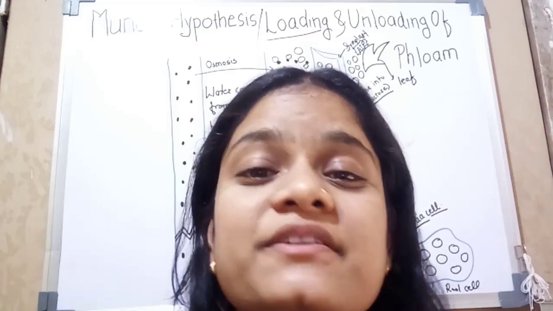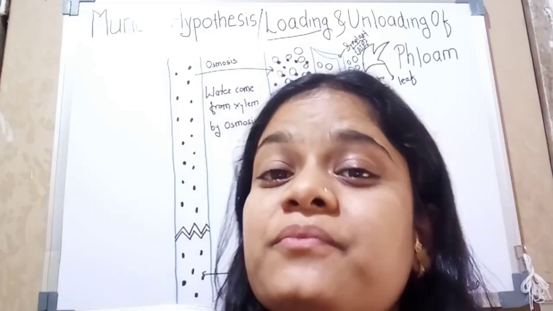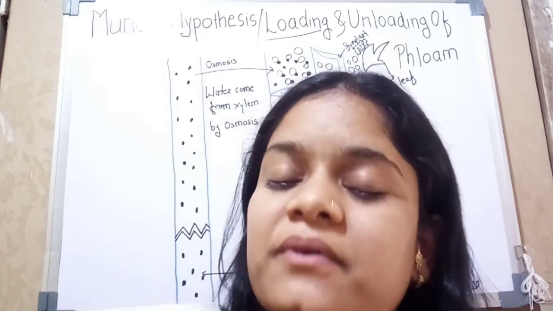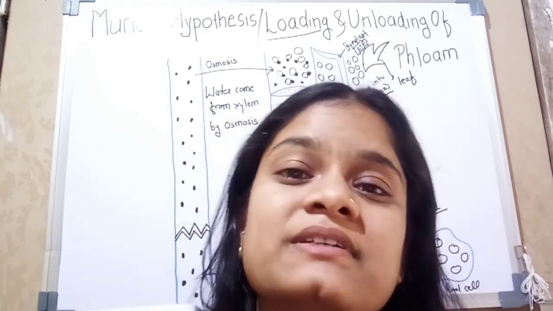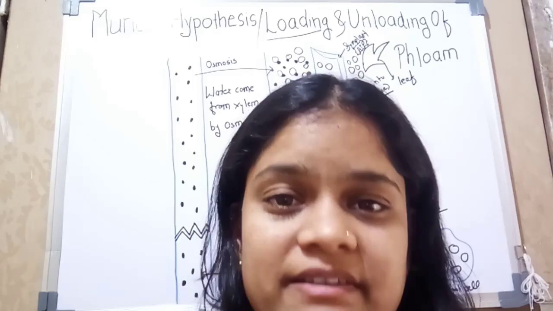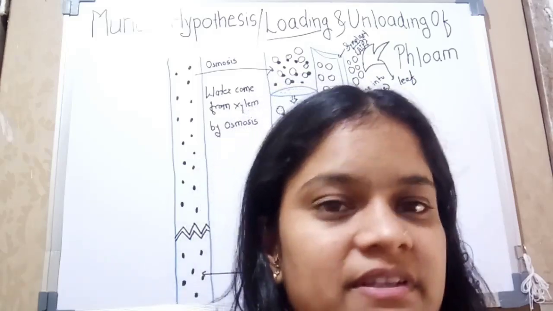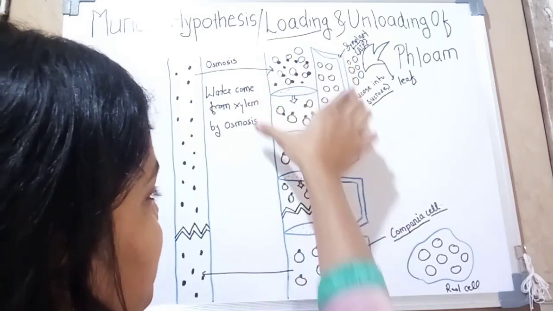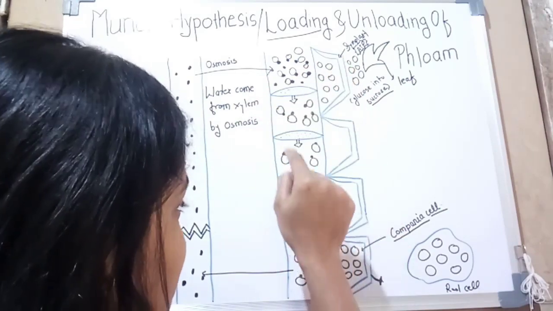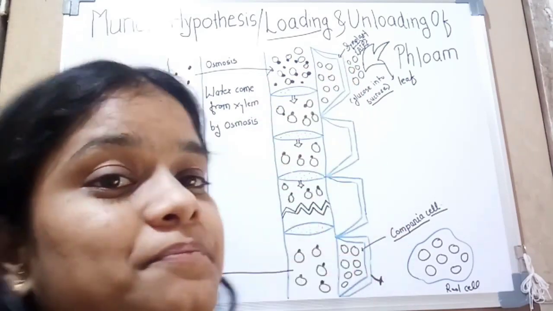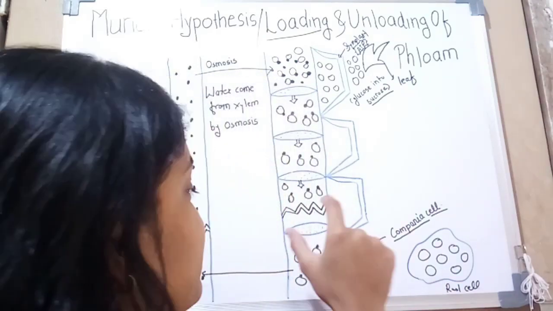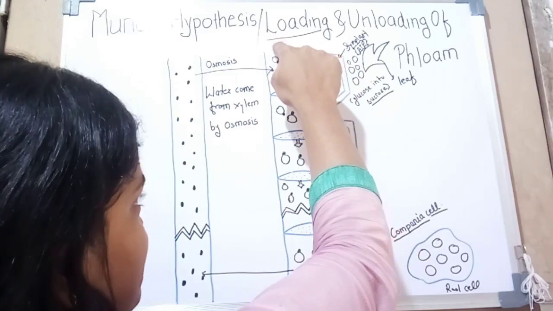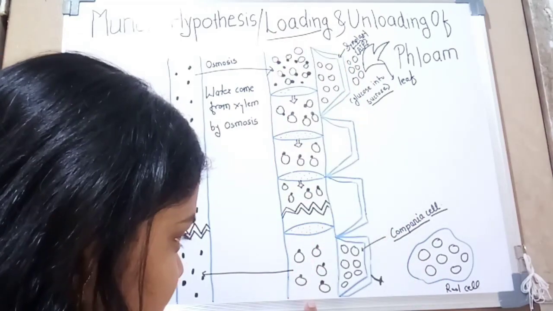The phloem is responsible for the transfer of food material from one place to another place. The phloem consists of sieve tubes, companion cells, phloem parenchyma and phloem vessels. So we can see this is a phloem. The phloem consists of sieve tubes. These are porous plate-like structures, and these sieve tubes are responsible for the transfer of food material from one place to another place.